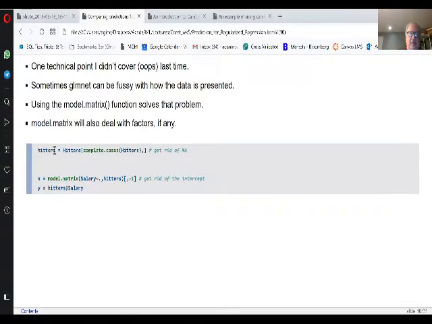So if I'm going to distinguish the two sets by calling them hitters with a small h, and I just say complete.cases of hitters, comma. So complete.cases of hitters is going to return a logical vector, the same length as hitters, and it's going to be true if it's a complete case, i.e. there's no NA, and false otherwise. So that's how we get rid of it.